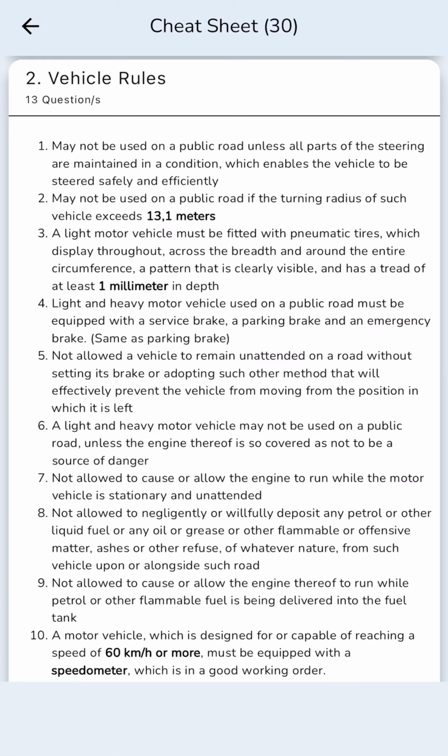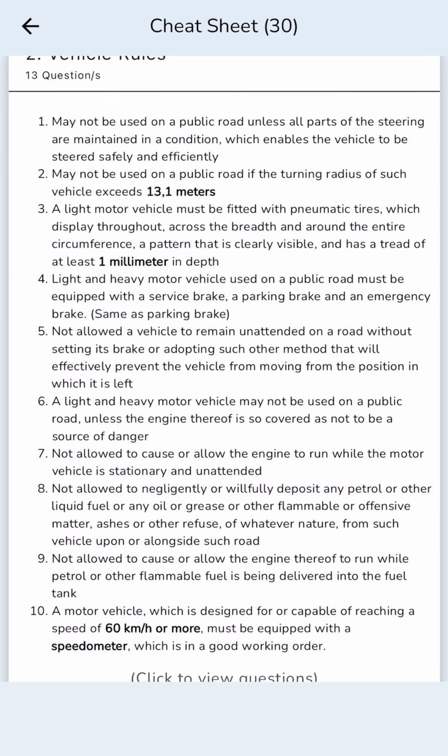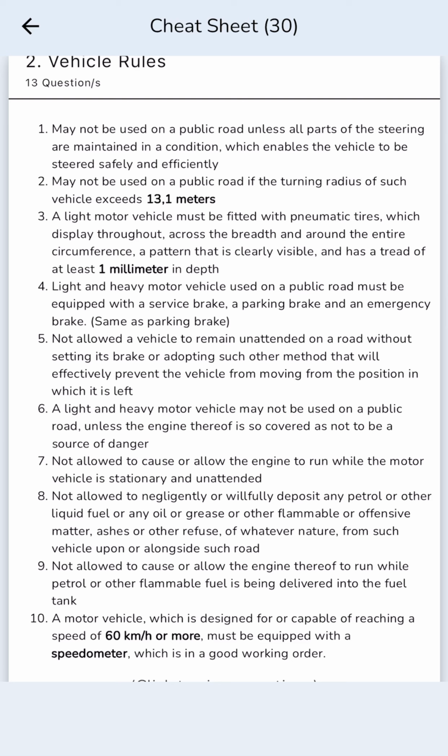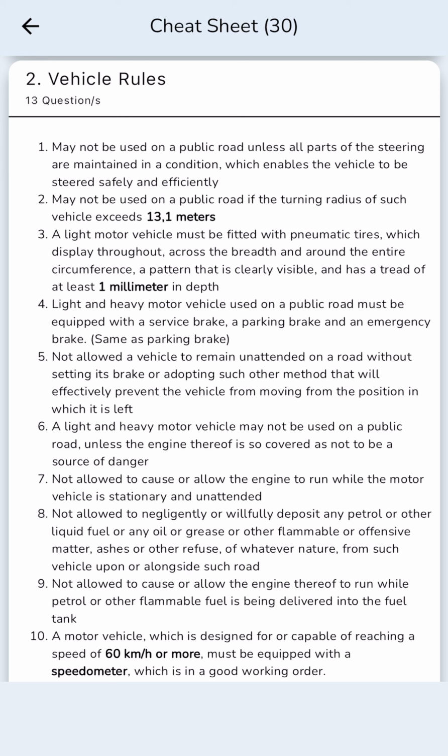Okay, so now we are going to be looking into some vehicle rules. We've got a list, from 1 up until number 10, and I'll just read out a few. Number 1: a vehicle may not be used on a public road unless all parts of the steering are maintained in a condition which enables the vehicle to be steered safely and efficiently.